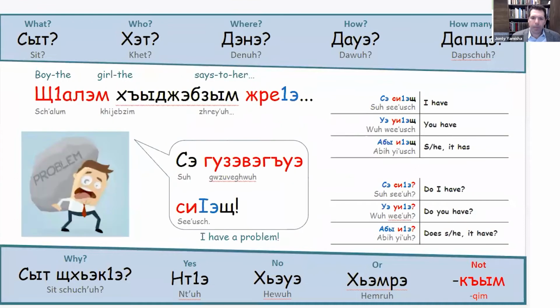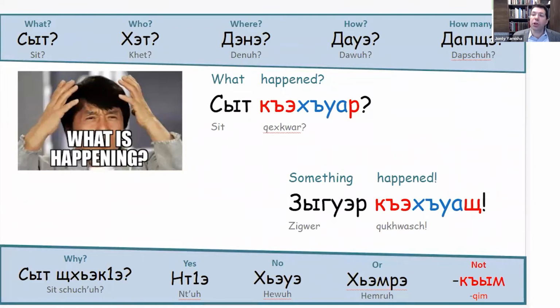Shalem Khajabzim Jre'a. Saguzavelwasi'ash. So the girl asks, Sit Akhwar. And Sit Akhwami, Zagwar Akhwash. So this is a verb. There's no conjugation table for it because the verb is khun, which means to happen or to exist.